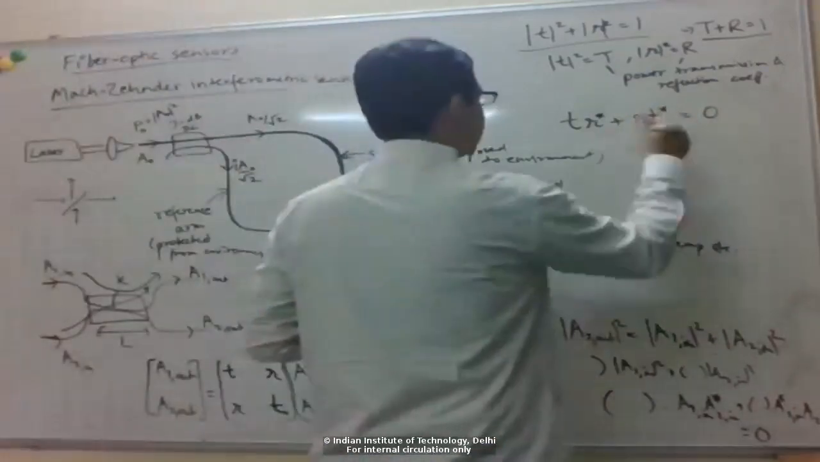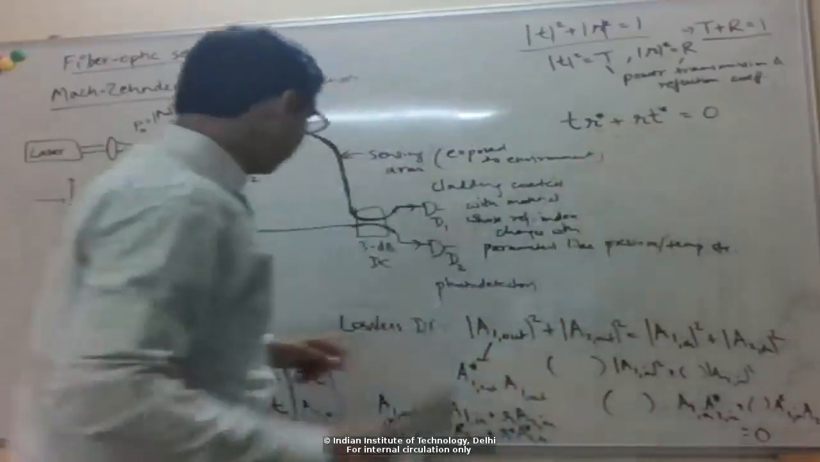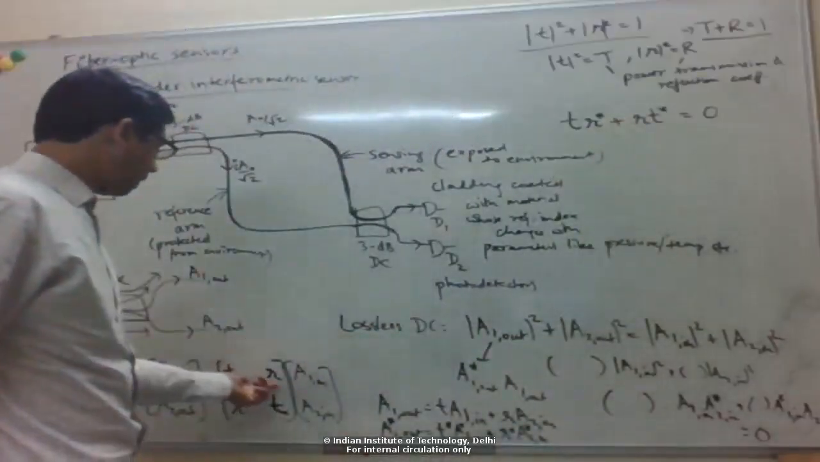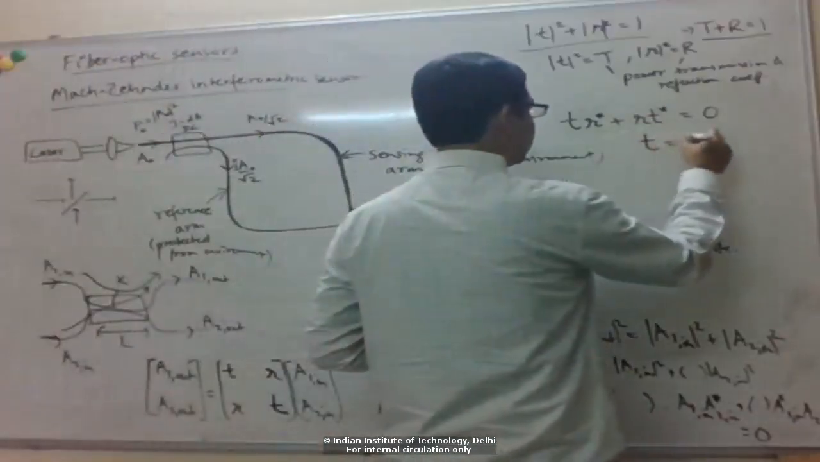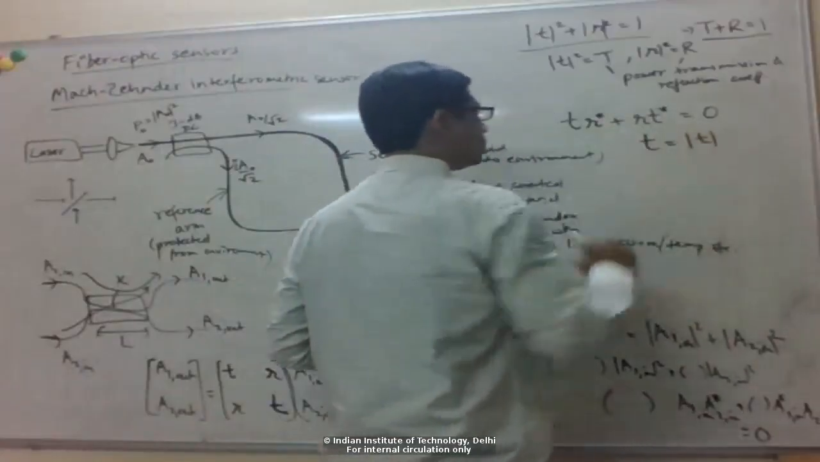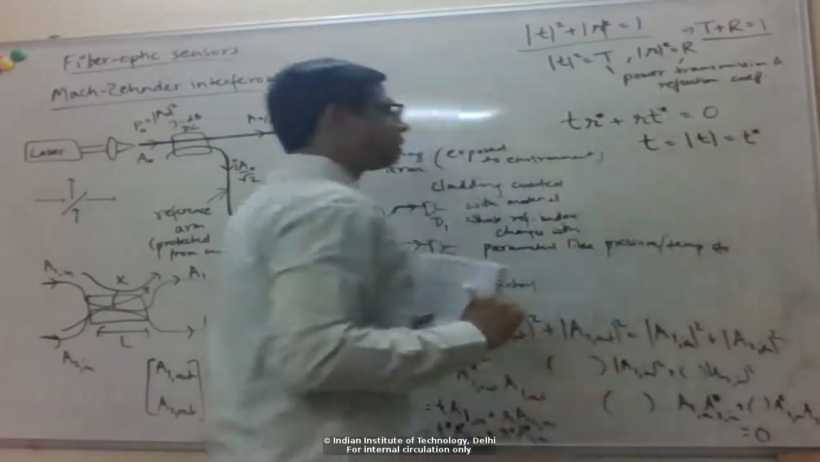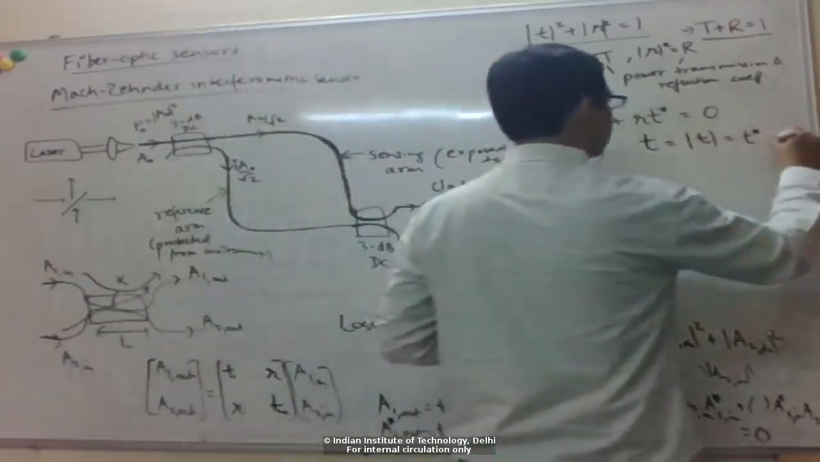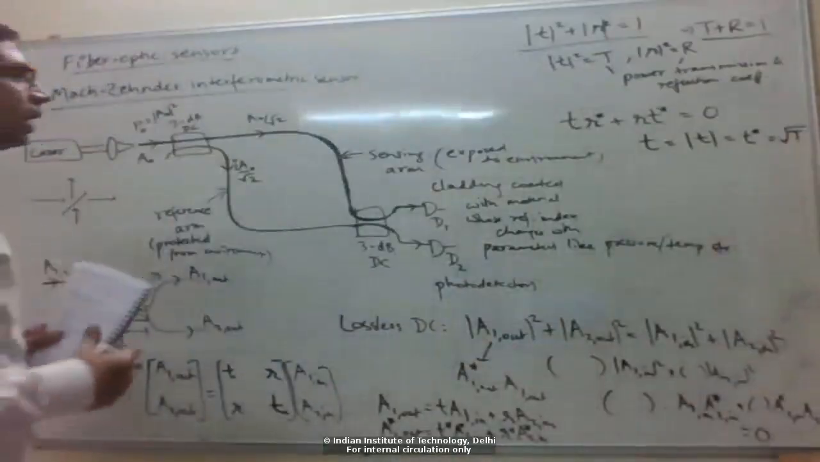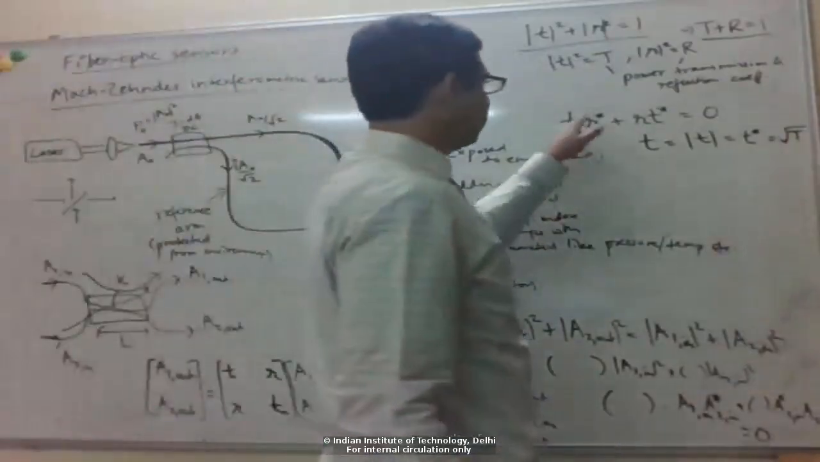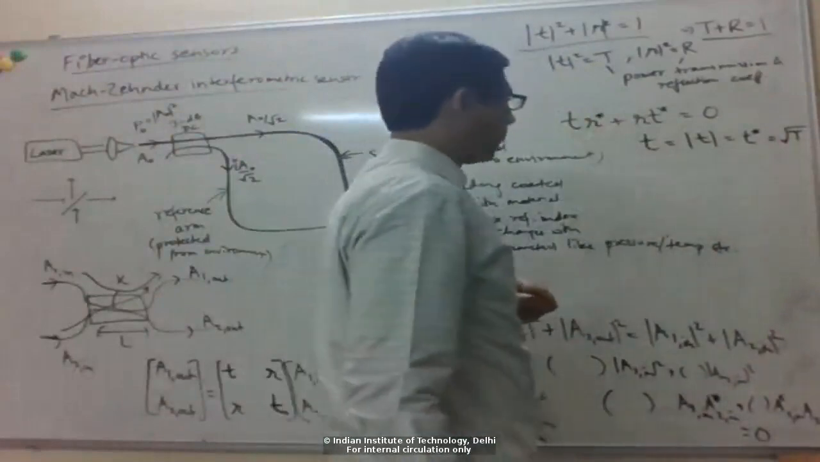So without loss of generality, what matters is basically the relative phase shifts between R and T. We can assume T to be real. So this small t is some real number which is equal to the square root of T. And then we can have R in general to be a complex number.